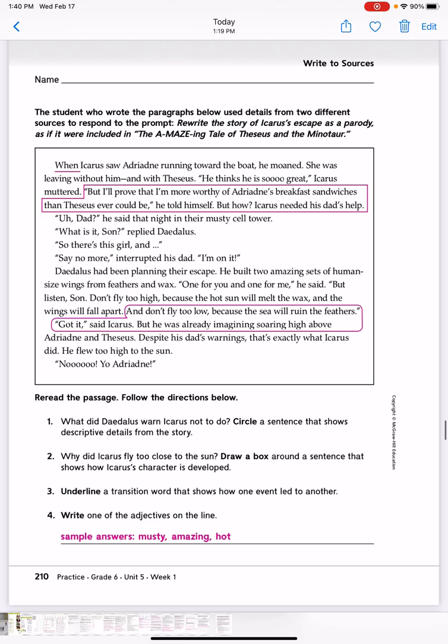Underline a transition word, something that helps you go from one to another. Well, that's the first word, when. Remember, this is just an excerpt. So when would tell you that this is the next item in a series, the next thing that happens. And write one adjective on the line. Well, you could say musty, amazing, hot. Those are some examples.